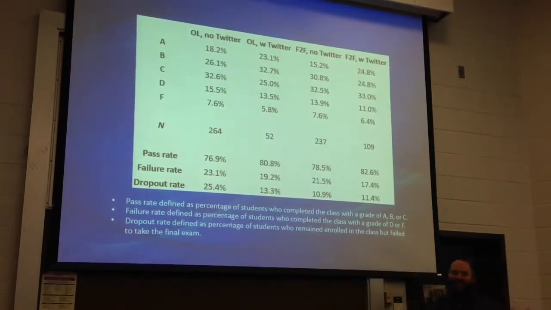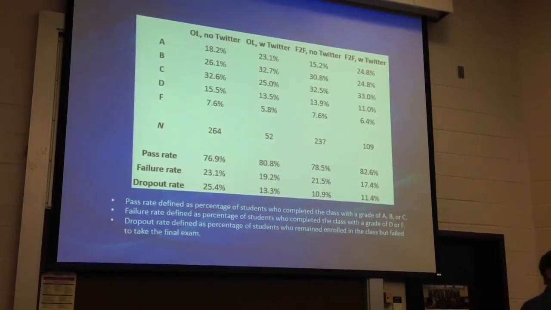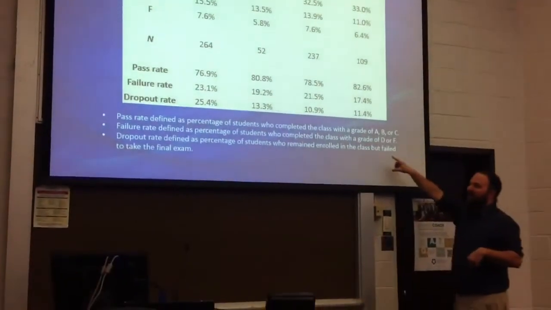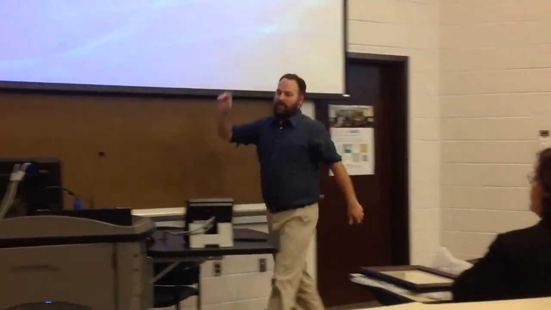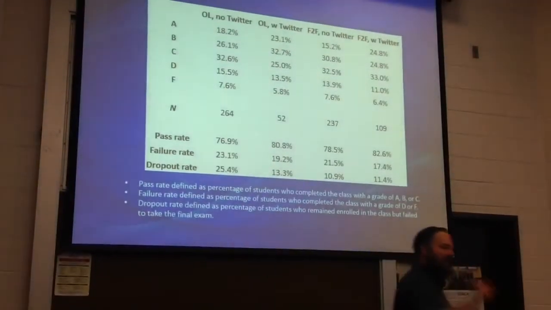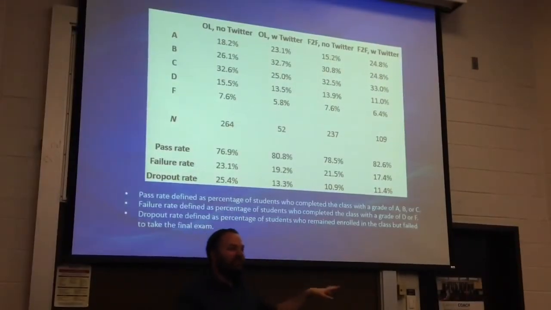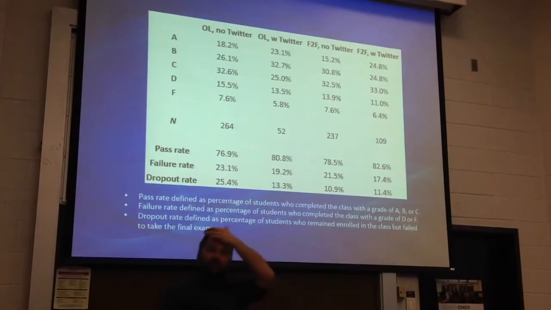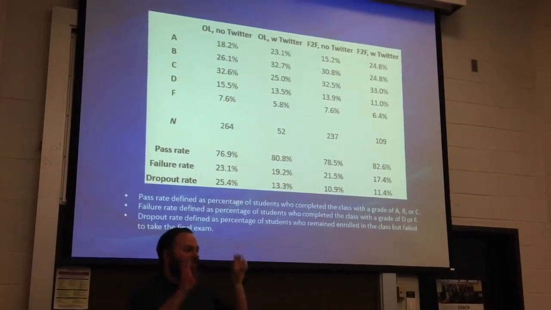And then dropout rate is not what we might consider in higher ed the full dropout rate, because I don't count students who enrolled but then officially withdrew. I never kept track of that, unfortunately. So my dropout rate is students who stayed enrolled but who did not finish the class, typically because they didn't take the final exam. Because I use Twitter differently in different semesters, this is not something I could publish, because it's not statistically significant.